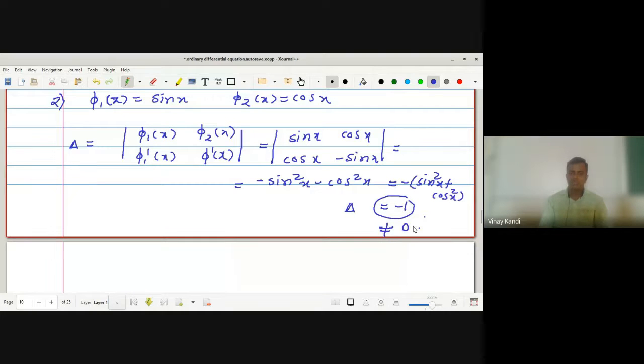Hence sin x and cos x are linearly independent. Okay, any doubt?